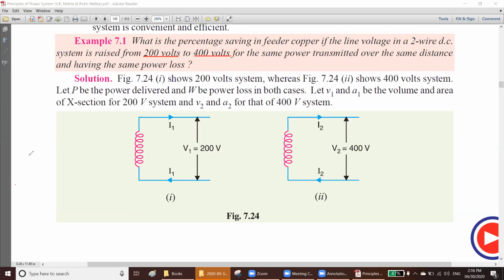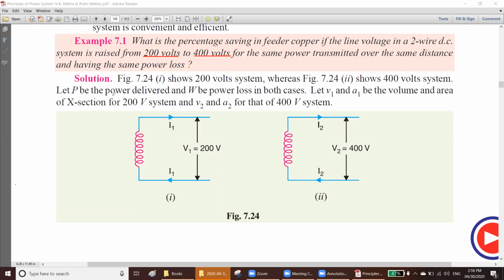That means feeder copper. So কতটুকু বাঁচাতে পারবা? How much can you save? How much can you save of the conductor material? Because in the previous classes, we have seen that if we increase the voltage, you can use thinner cable, right? So let's see how much copper we can save.